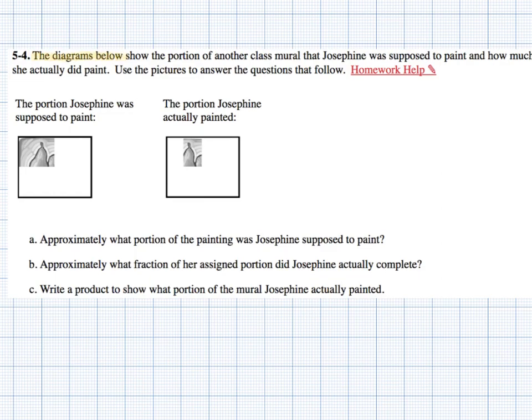The diagrams below show the portion of another class mural that Jocelyn was supposed to paint and how much she actually did paint. Use the pictures to answer the questions that follow. So before we read the questions, let's take a look. So we're given two diagrams. This says diagrams. I could see them underneath.